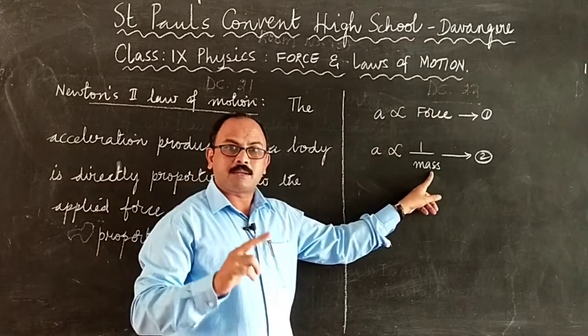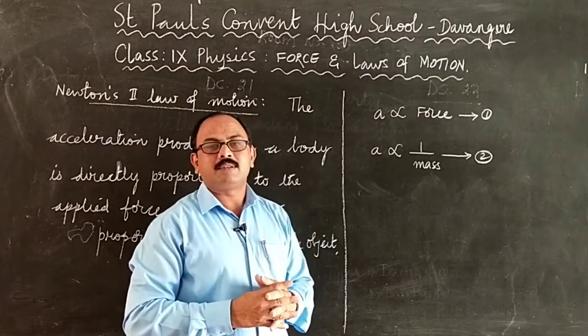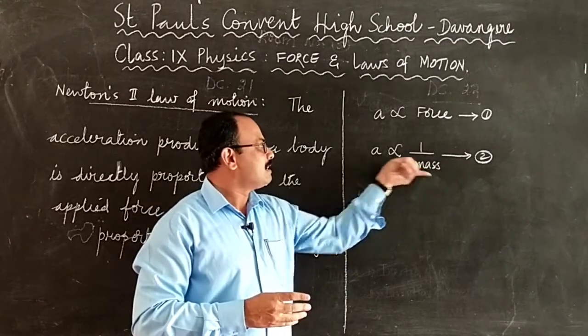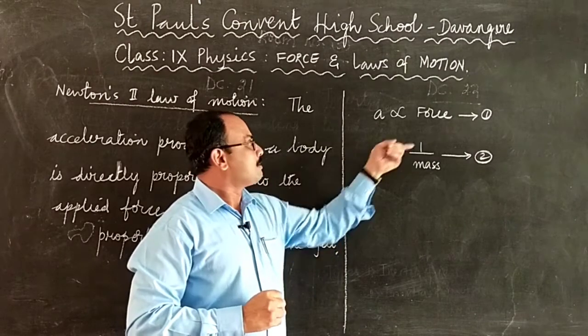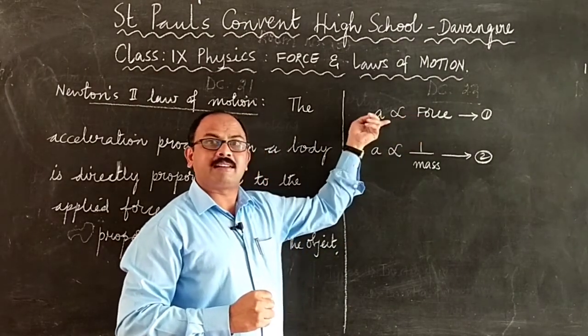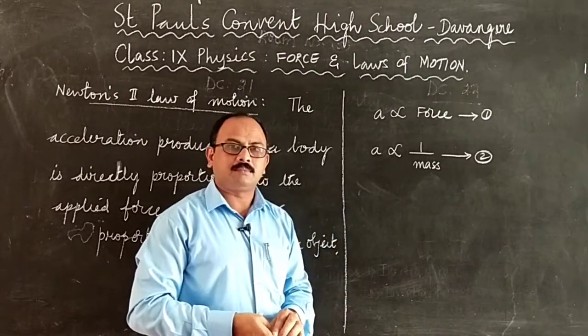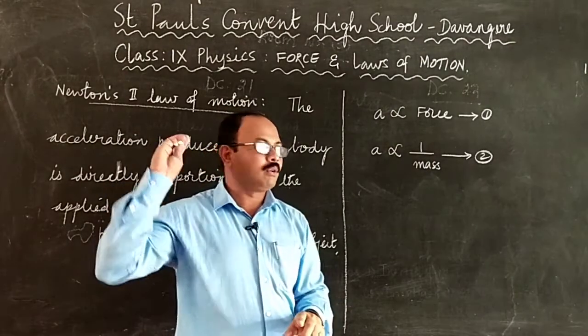If mass becomes more, acceleration becomes less. We say it is inversely proportional. If one quantity increases, the other quantity decreases. If one quantity increases and the other quantity increases, that is directly proportional. This is inversely proportional. Looking at these two statements, we can state this law.